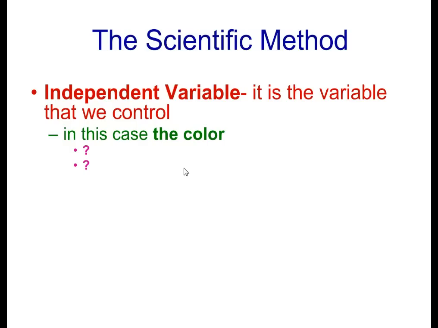Now, let's talk about the actual terms, what independent variables are. Let's list a bunch of independent variables. What would be independent variables? What would we have to control to make this a valid experiment? Type of fruit?